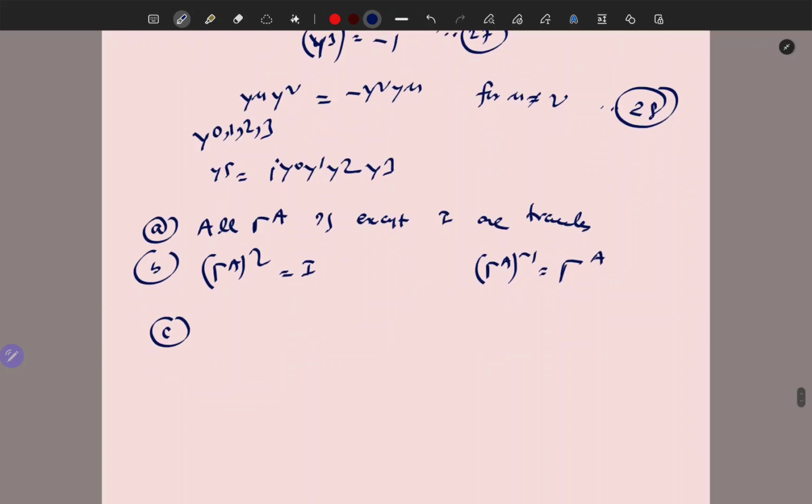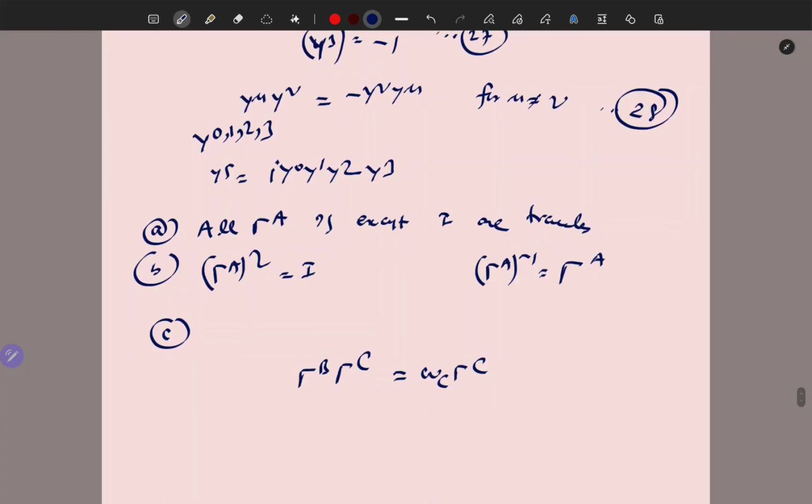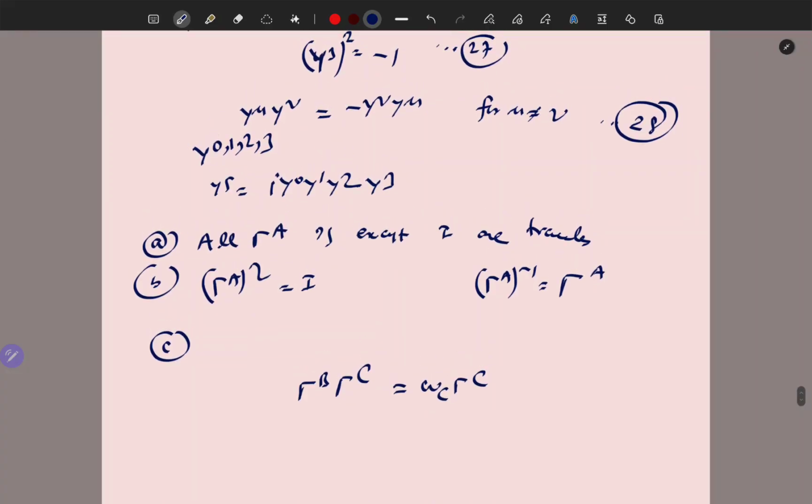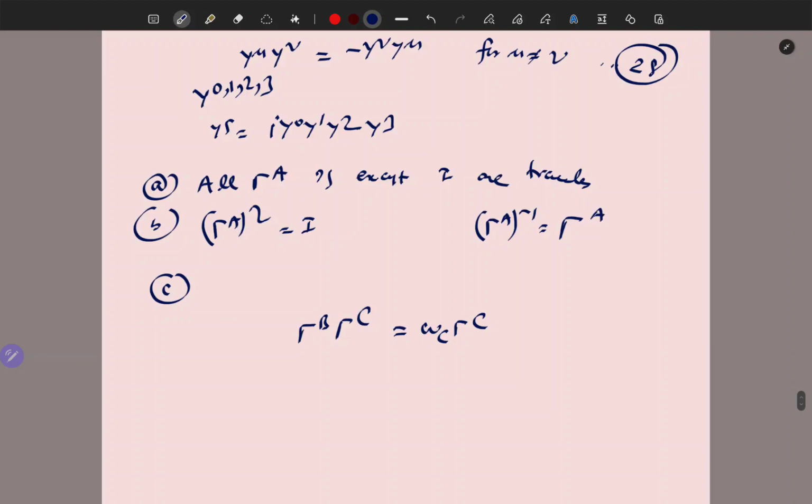If we multiply each gamma A on the left by any one of the Dirac matrices, then we obtain an element of the set of 16 matrices that can be written as gamma B gamma C equal to omega C gamma C, with no summation over C, omega C equal to plus or minus 1 and plus or minus i.